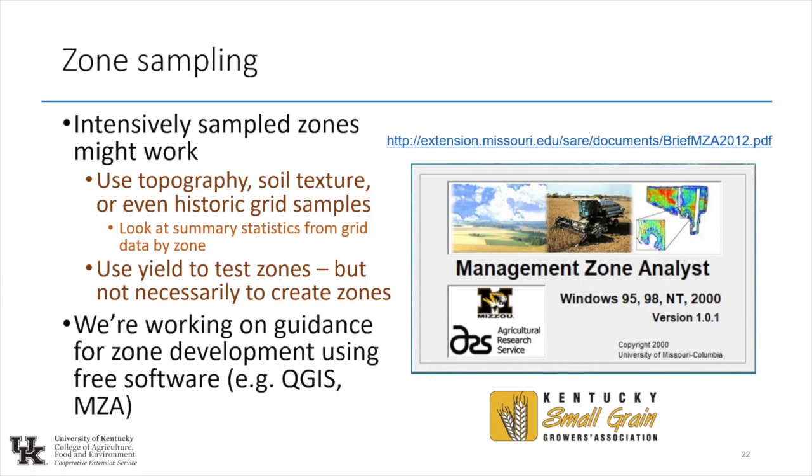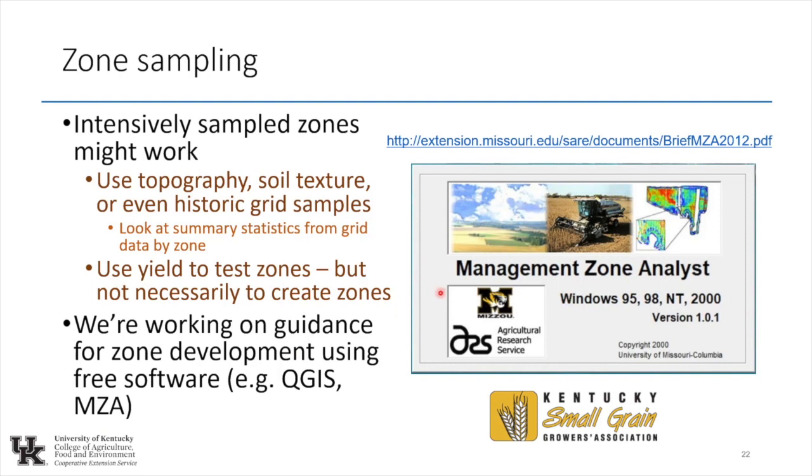This becomes a lot easier, and you can go out there and take 20, 30, 40 cores, put them in the bucket, mix them up to generate that soil sample that goes off to the lab. We've been using MZA, or Management Zone Analyst, as our software because it's just a statistical package that we can put multiple layers of data in.